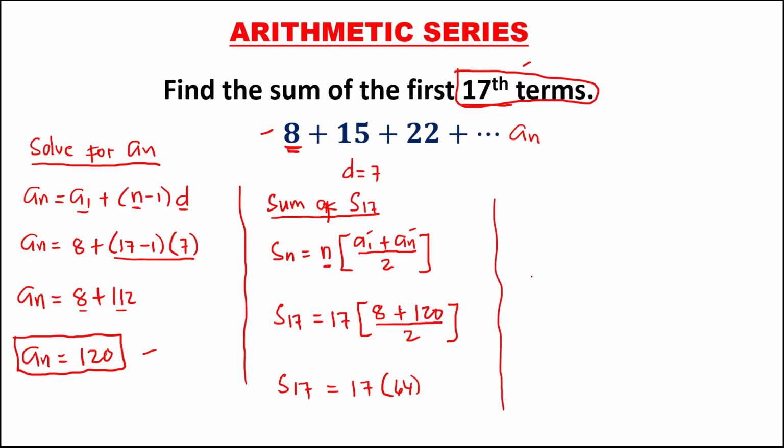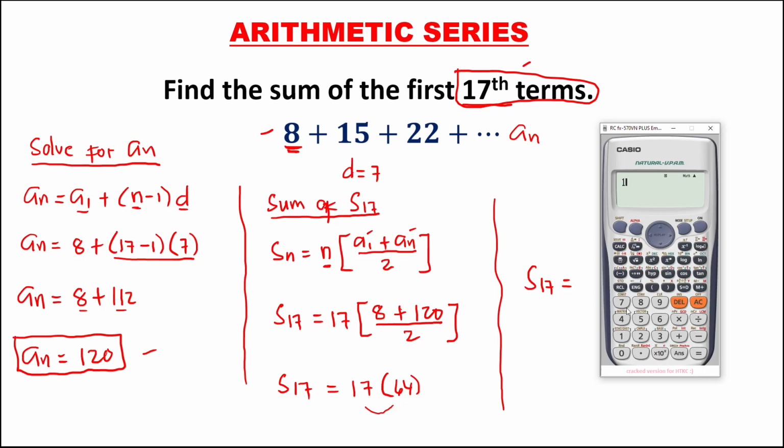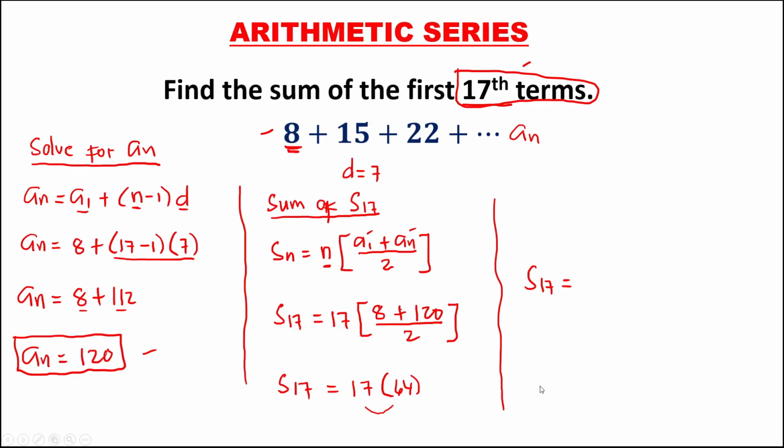Then to simplify, we have the sum of the first 17 terms equals 17 times 64. So that's 1088. So this is now the sum of the first 17 terms.